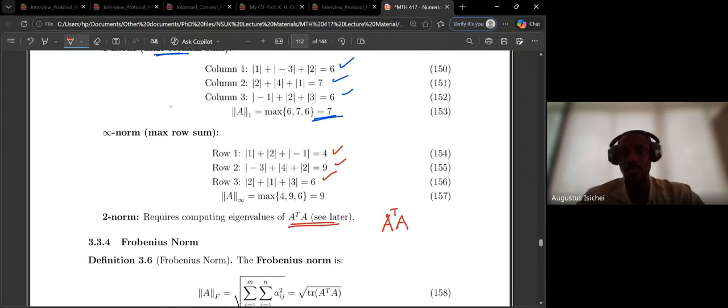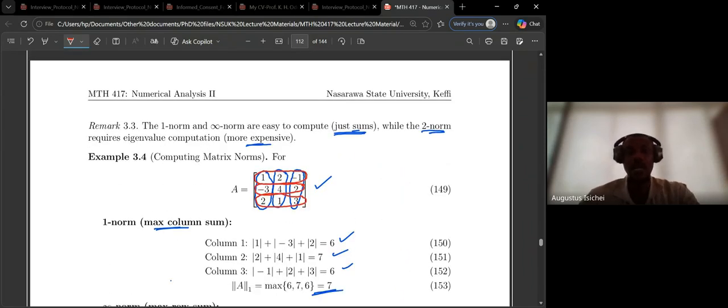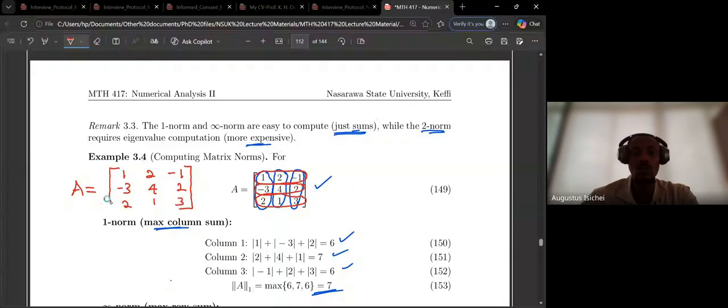Let's get back to matrix A. This is matrix A. Matrix A has the elements 1, 2, minus 1, minus 3, 4, 2, 2, 1, 3. This is A. First things first, what is A transpose? Someone unmute their mic and tell me what the elements would be in A transpose.